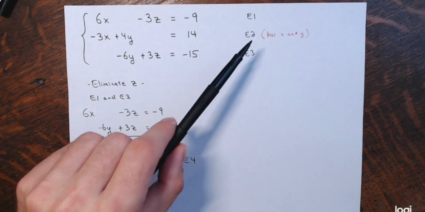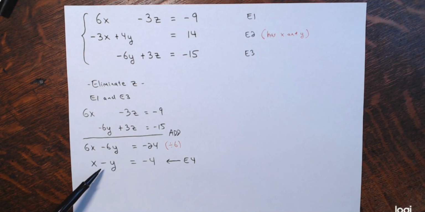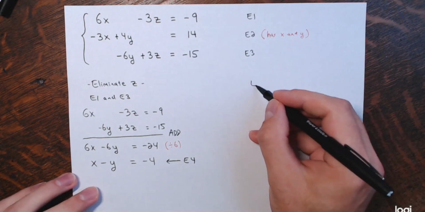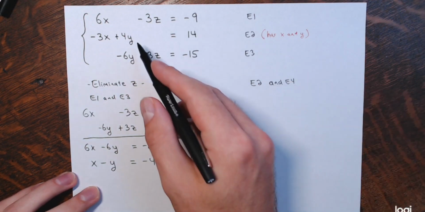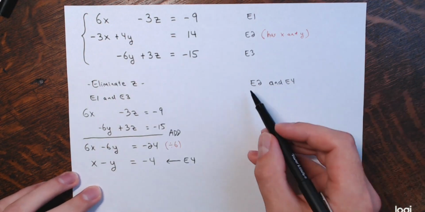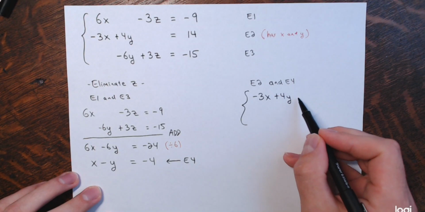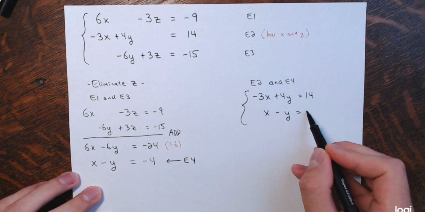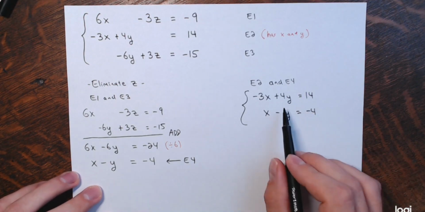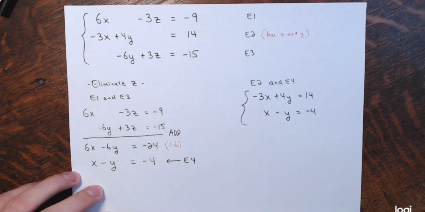Now if you look at equation 2 that I kept earlier, that has x and y. Equation 4, after eliminating the z's from equations 1 and 3, also has x and y. So equation 2 and equation 4 form a system of two equations with two variables that you should be able to solve. They form this system: negative 3x plus 4y equals 14, and x minus y equals negative 4. Solve for x and y, and then I go back to one of the original equations with z and solve for z.